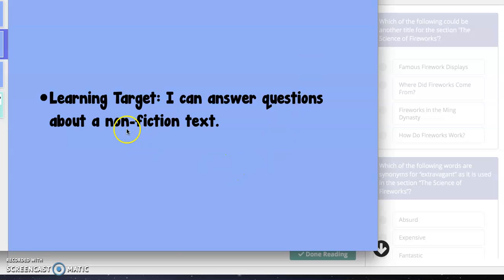So today we're going to be looking at a story, an article, and our learning target for the day is that I can answer questions about a nonfiction text. And when I say nonfiction, I am talking about one that is giving me real facts, real information. This isn't a story about a girl who is trying to solve a mystery, things like that. This is just important facts that it is telling you that are true.